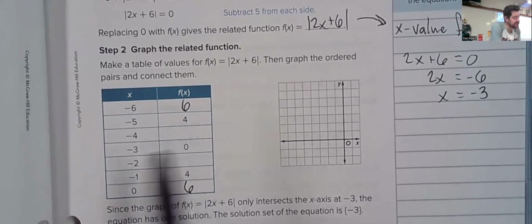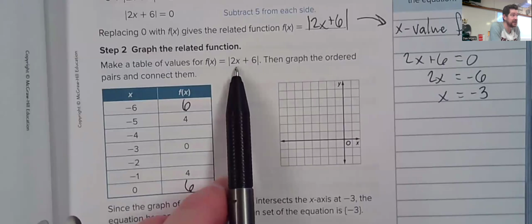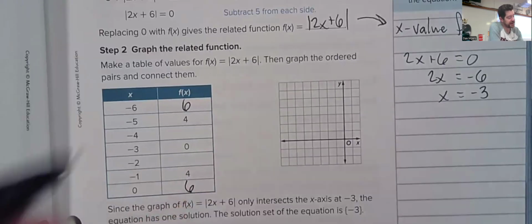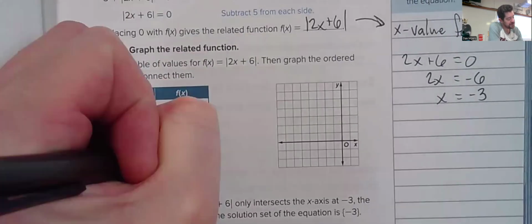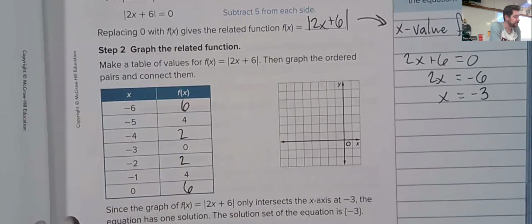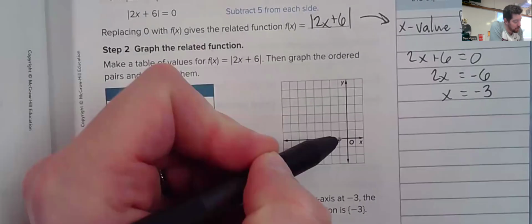If we substitute in -4, 2 times -4 is -8. -8 plus 6 is -2. Absolute value of -2 is 2. And so this other one is 2. So those are our values. And then we can go ahead and plot all those points. -6, 6. Let's go ahead and graph this thing.